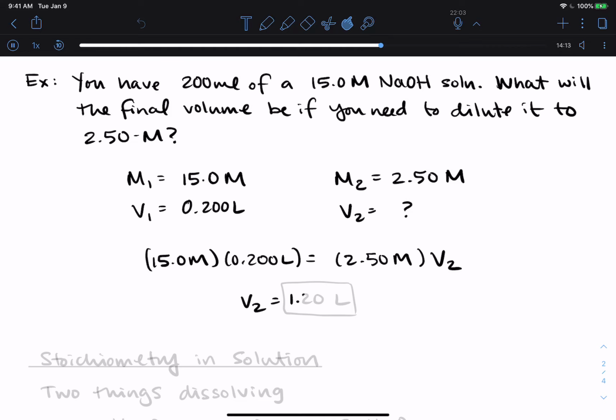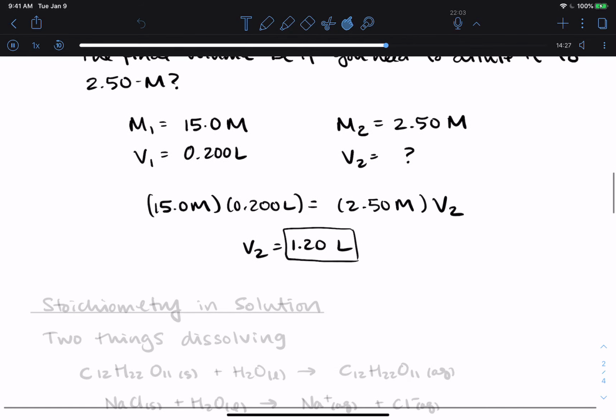I get 1.20 liters. So I take all of my original 15 molar solution, I add water to it until the final volume is 1.2 liters, and my new solution will have a molarity of 2.50 molar. All right, that's how you use the dilution equation.